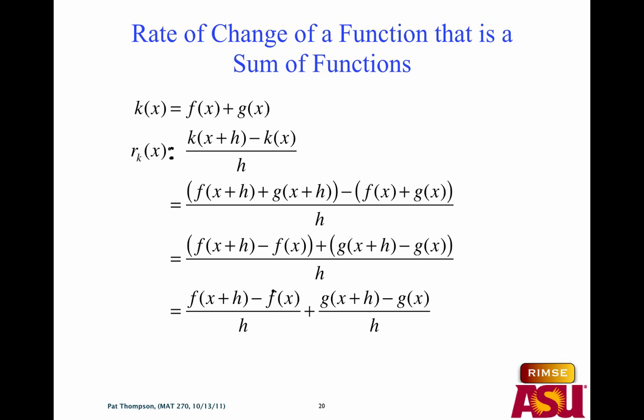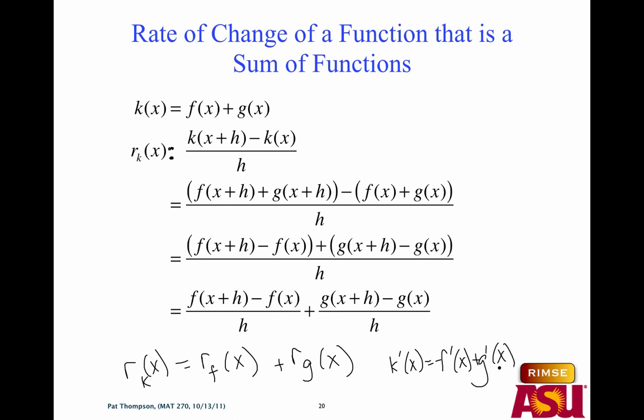Oh, but wait, this expression, when I let h go to 0, is essentially equal to the rate of change of f with respect to x, and this expression is essentially equal to the rate of change of g with respect to x. So we established this rule, which could also be written as k prime of x equals f prime of x plus g prime of x. I said the primes, but really I should have been saying the rate of change of k with respect to x is the rate of change of f with respect to x plus the rate of change of g with respect to x.